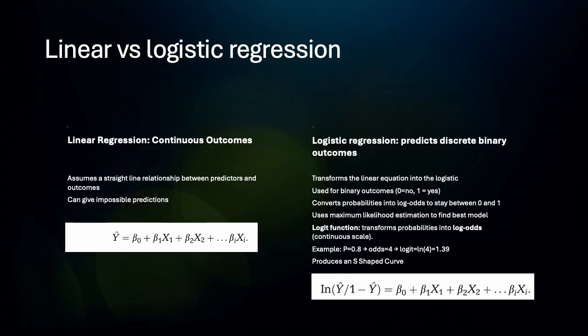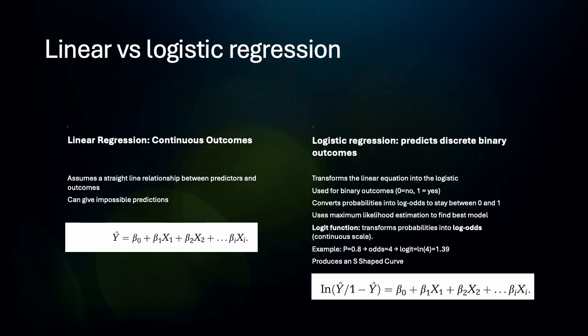So logistic regression on the right fixes that by transforming the equation. Instead of predicting a straight line, it predicts the log odds of the outcome. Basically, the log of the probability that something happens versus it doesn't. This means that this method is built for binary outcomes where 0 equals no and 1 equals yes. It converts those probabilities into log odds, keeping everything between 0 and 1. It also uses maximum likelihood estimation to find the best fitting model. Basically, it's going to choose the coefficients that make the observed outcomes the most probable.